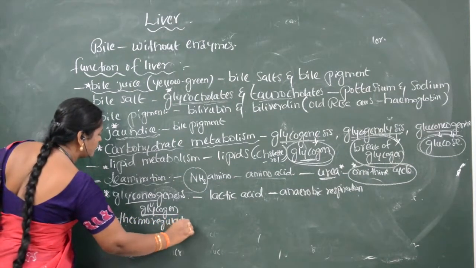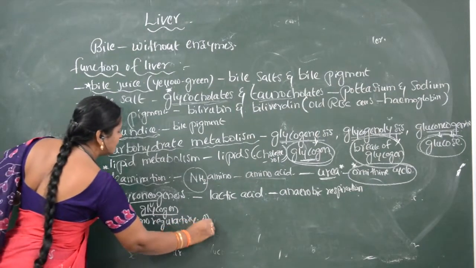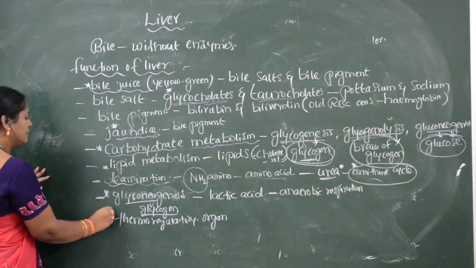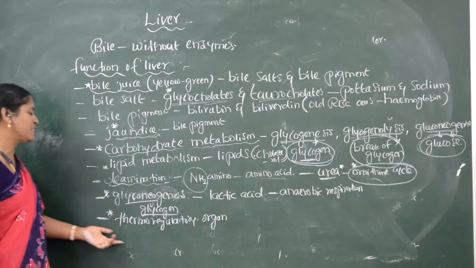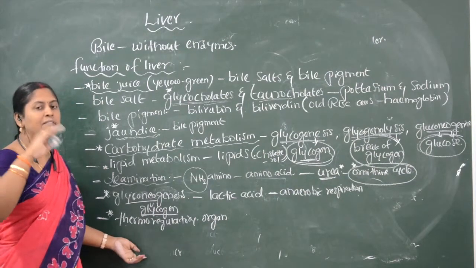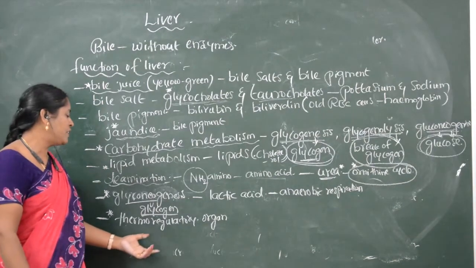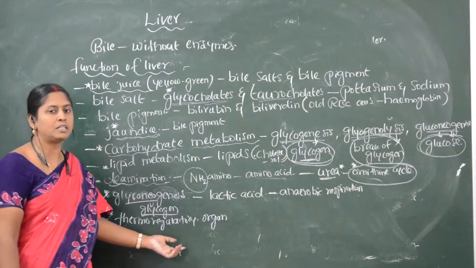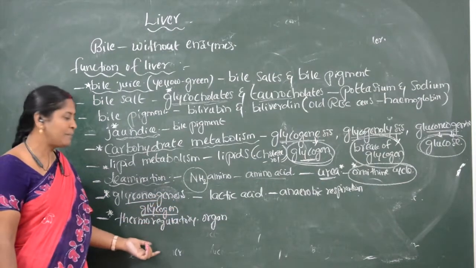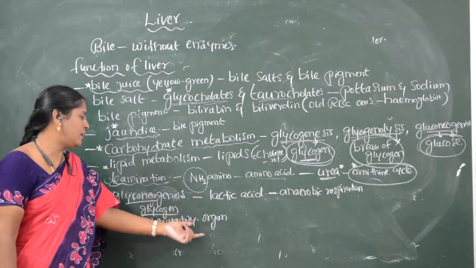Thermoregulatory organ. Liver acts as a thermoregulatory organ. What is thermoregulatory? Thermoregulatory is nothing but which maintains the temperature, when more temperature is there, or less temperature is there. The liver maintains the constant temperature in the human body. Not continuously, but sometimes it acts as a regulatory organ.